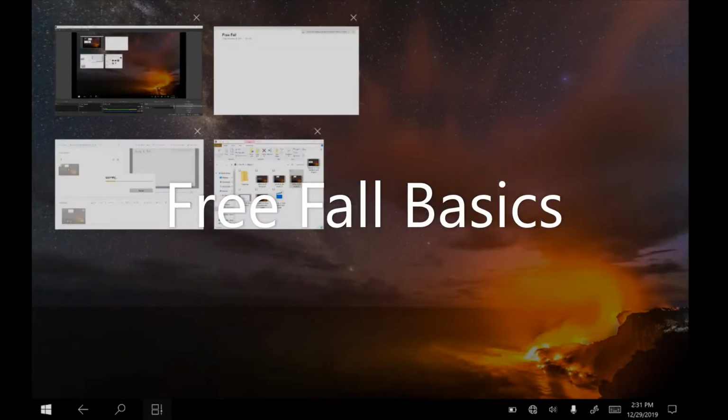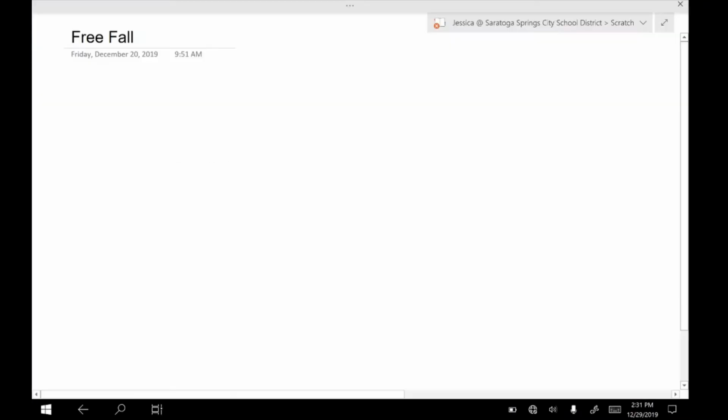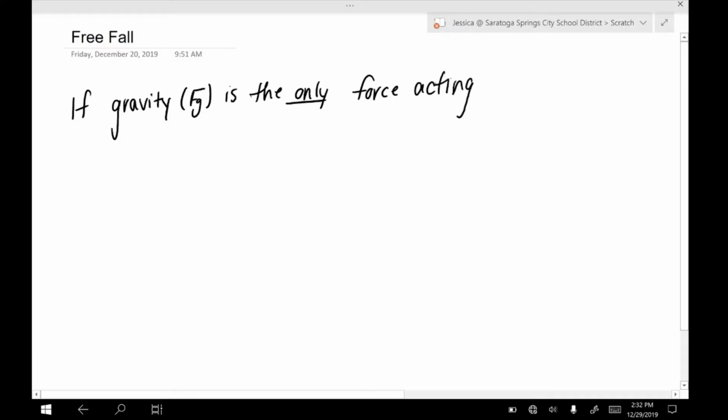Okay, everybody, this video is going to be all about free fall. So when objects are moving vertically, an object is in free fall if gravity, meaning Fg, is the only force acting on it.